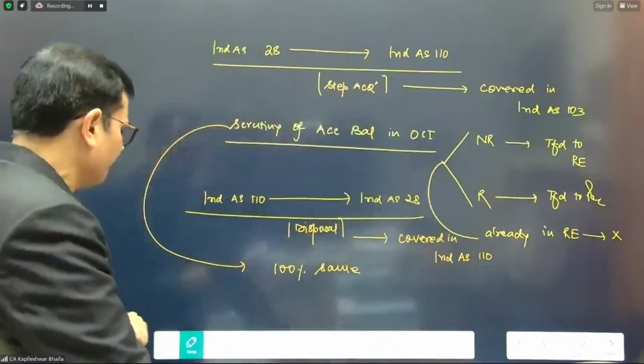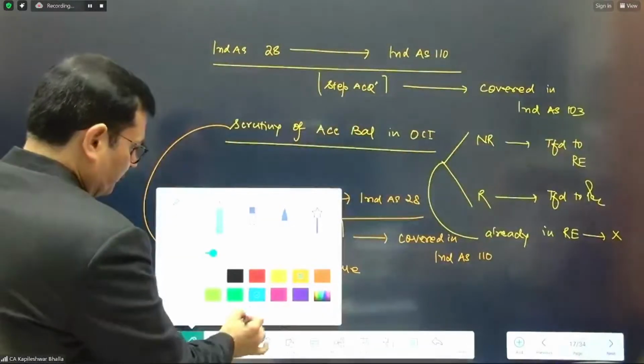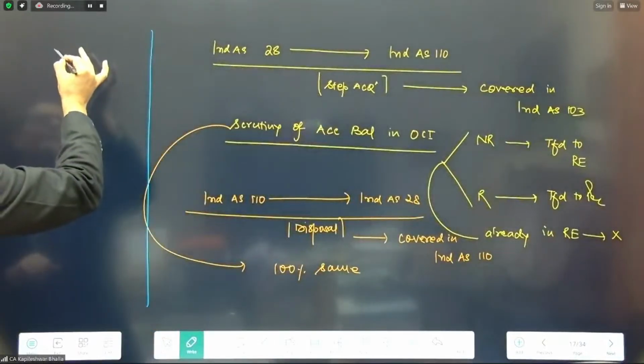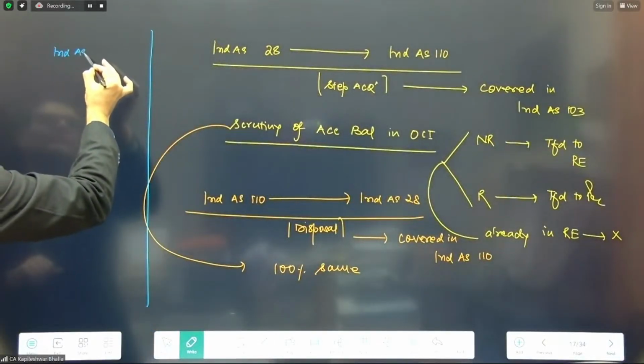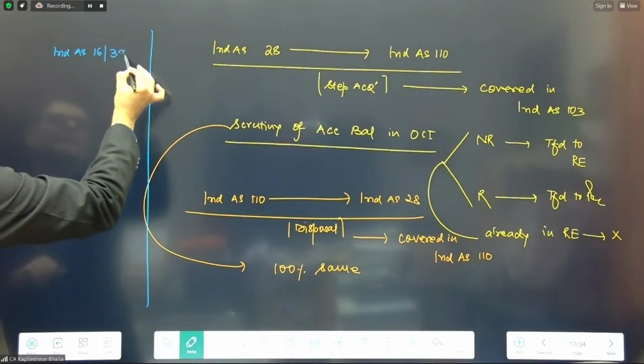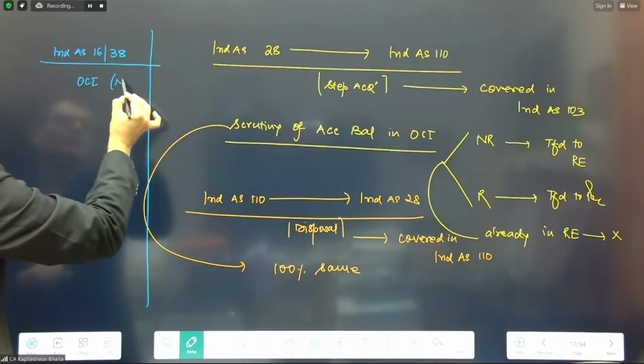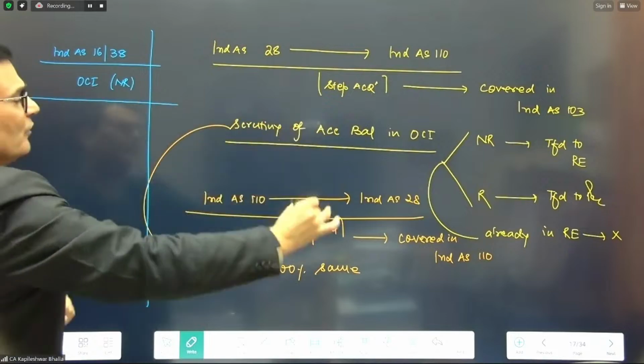But let me tell you one thing very frankly, friends, at this stage, that there is Ind AS 16 and there is Ind AS 38. Due to the revaluation model, you create an OCI which is NR. That is one. You have already covered that.